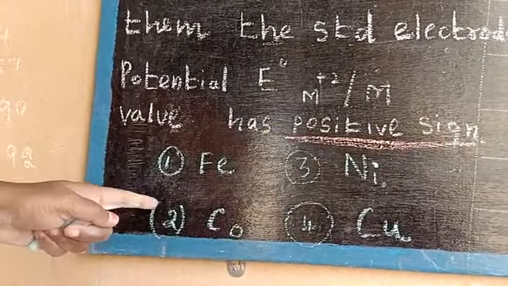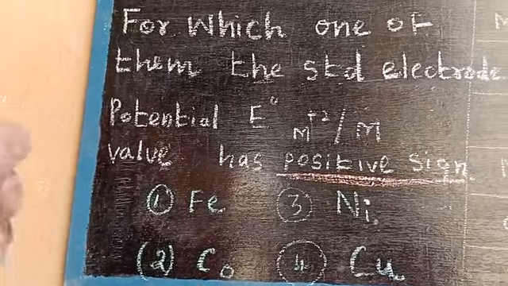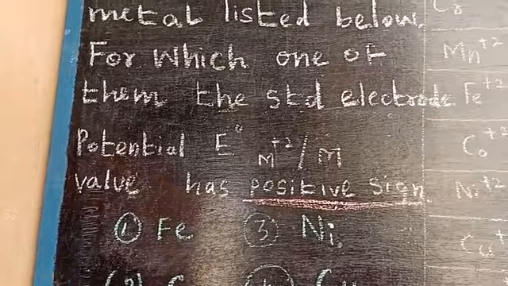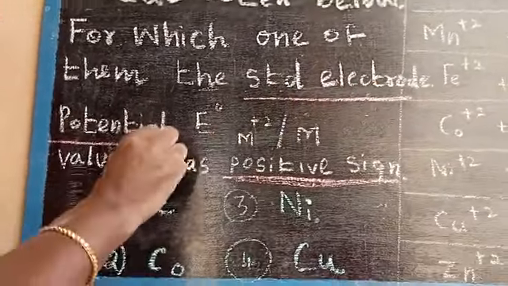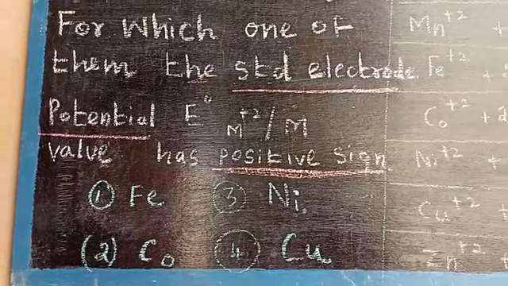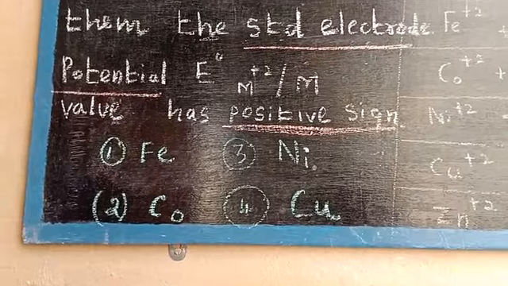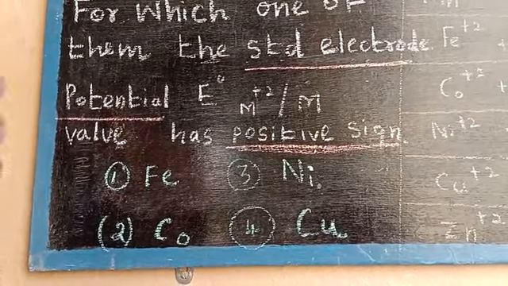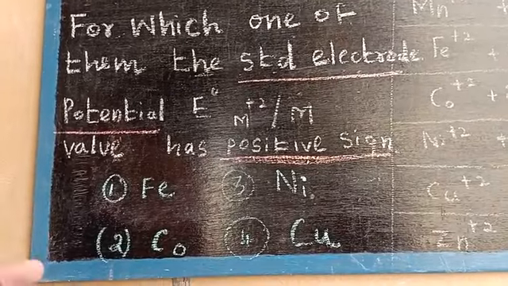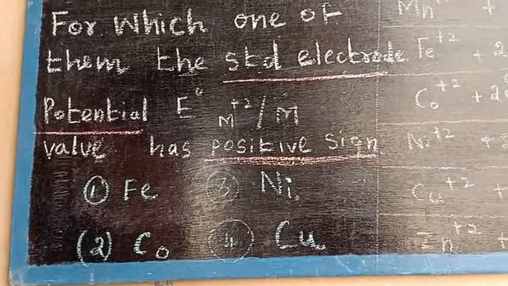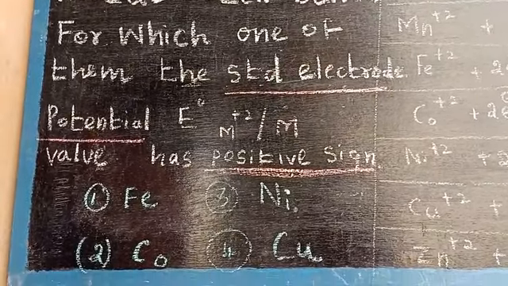So here the transition series is given. Among these, which one has a positive value of the EMF? First is the standard electrode potential. This topic we already saw in the previous video. Standard electrode potential means the value of the standard EMF of the cell. We know the conditions: 1 atmospheric pressure and 298 Kelvin, that means 25 degrees Celsius, with hydrogen as the standard.